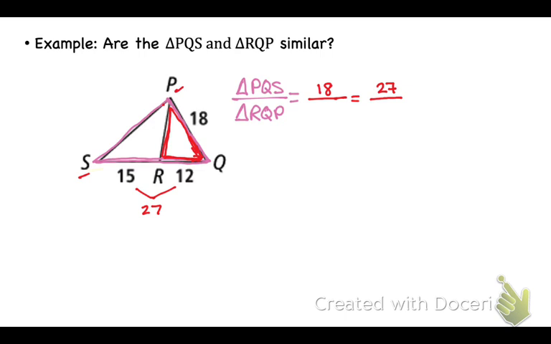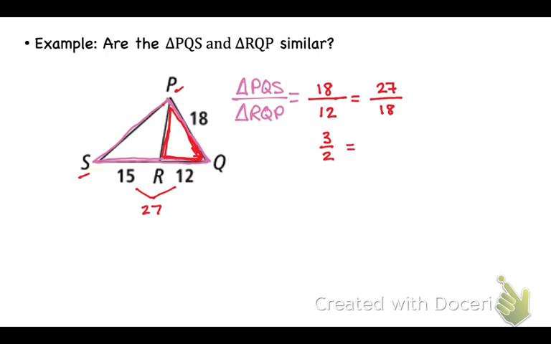So what corresponds to 18 in RQP? 12. Why not 18? Because that's the long side, right? Okay, so then this is 18 over here. Don't think just because it has to be 18 over 18, right? It could be, but it doesn't have to be, does it? Okay, 18 and 12, do they reduce? To what? 3 over 2. Yeah.